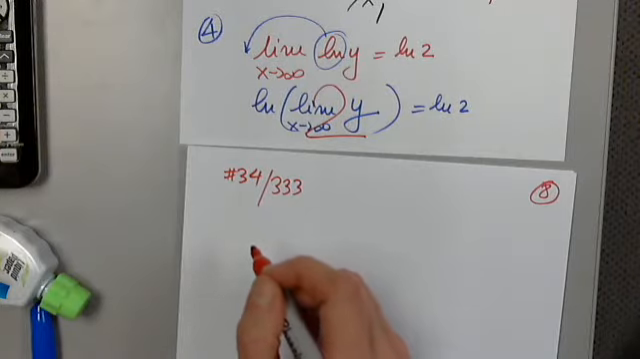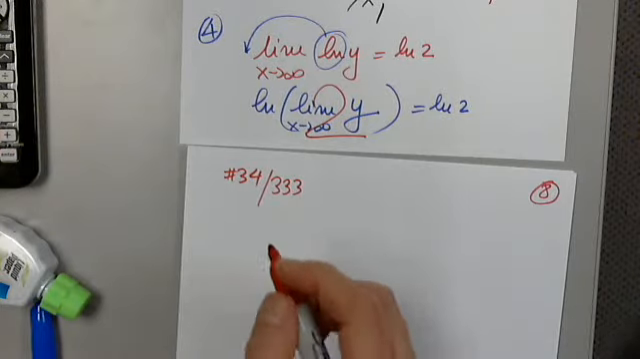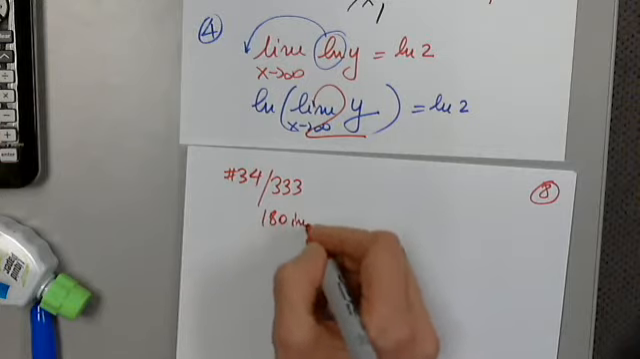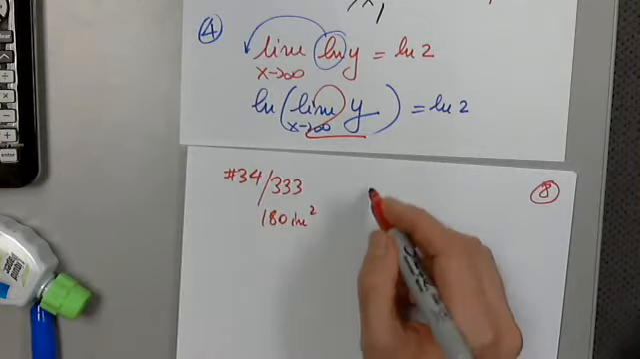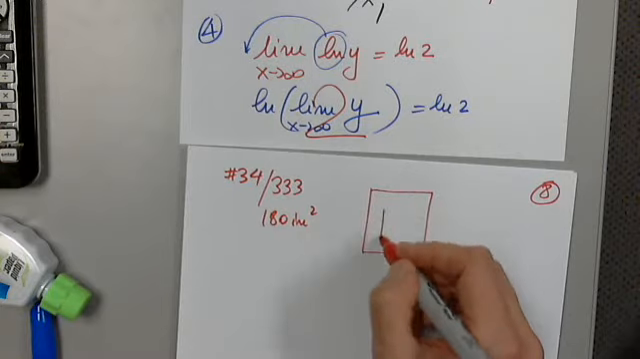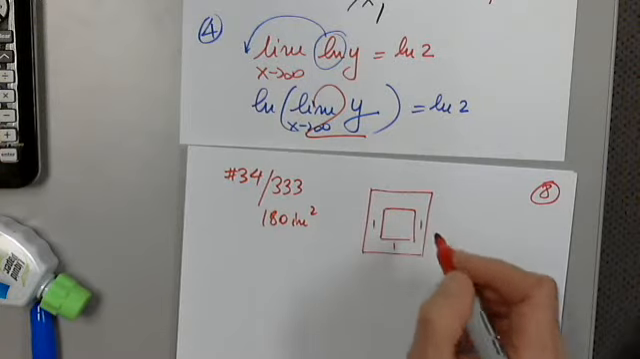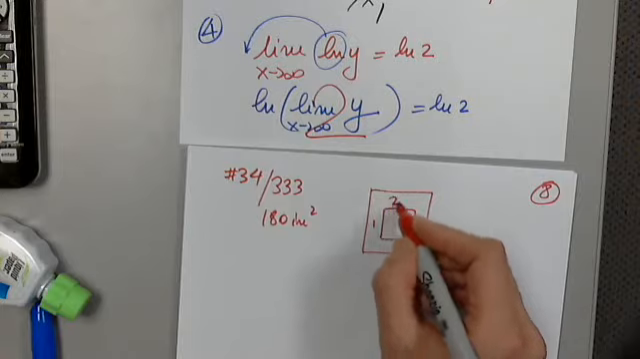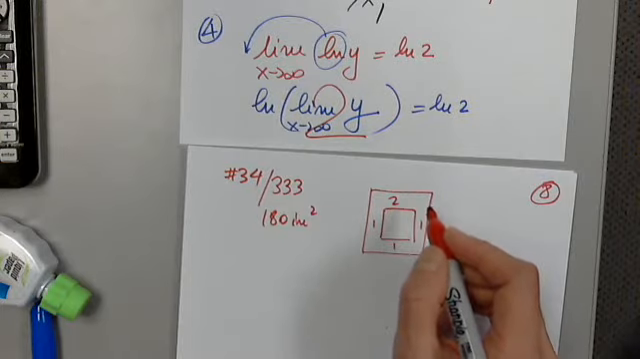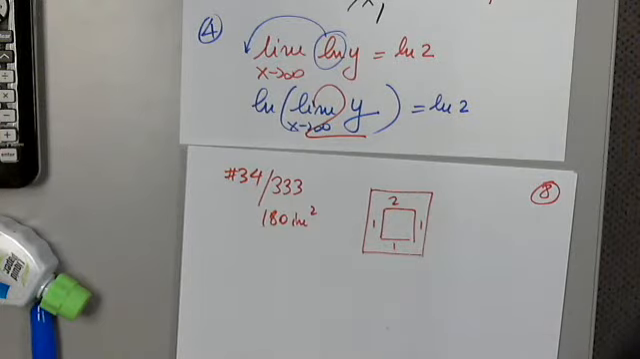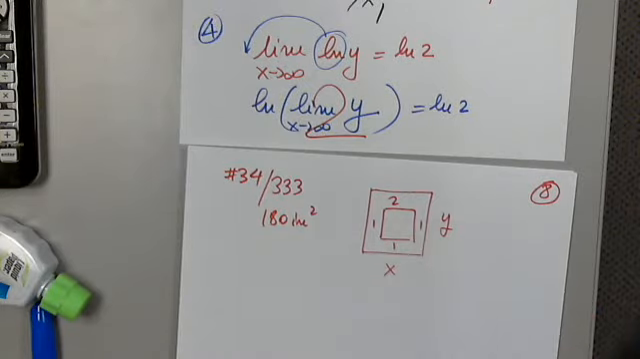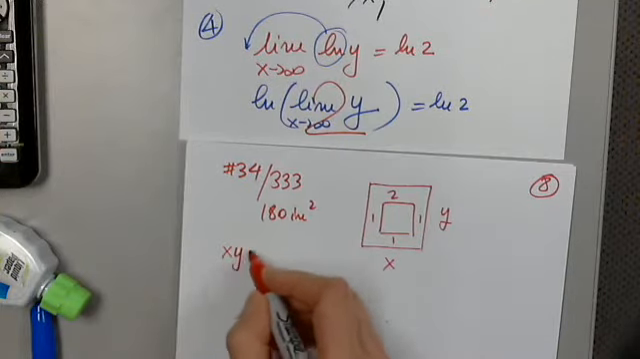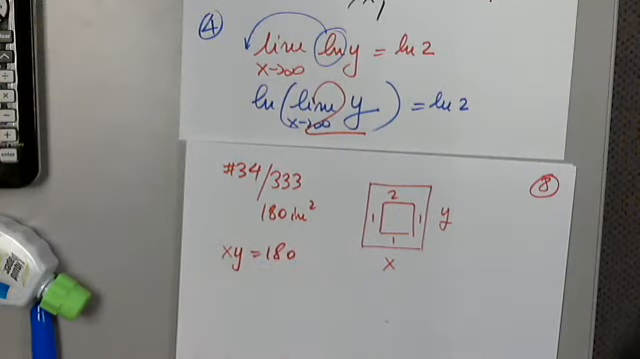So a poster is to have an area of 180 square centimeters with 1 inch margins at the bottom and sides, 1, 1, 1, and 2 at the top. What dimensions will give the largest printed area? So this time this is x and this is y, and we have x times y equals 180.